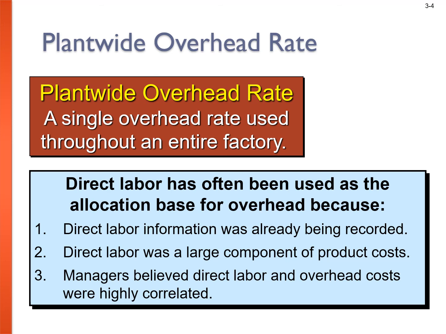So why did we use direct labor? Well, that information was already being recorded. It was a large component of our product costs, and managers believed direct labor and overhead costs were highly correlated. They affected one another. There was a relationship there.